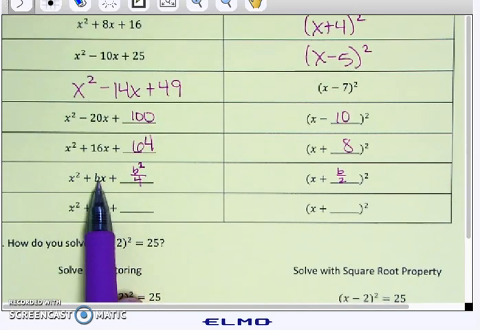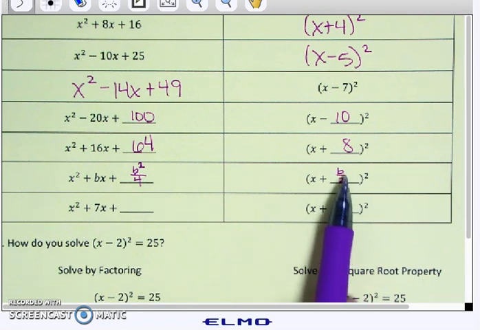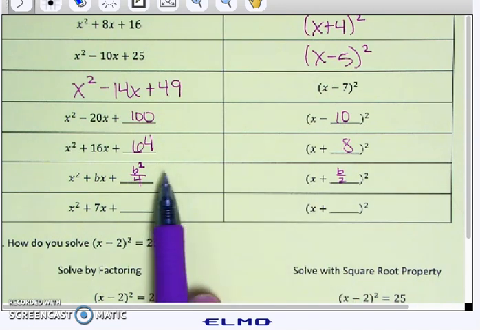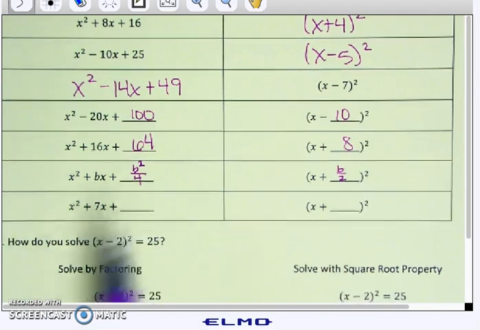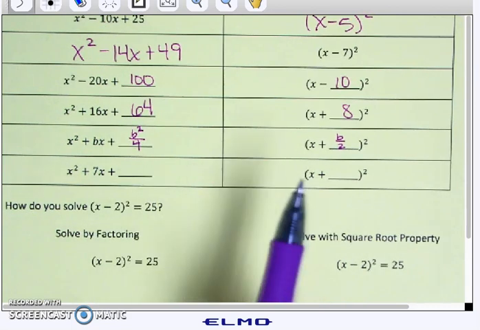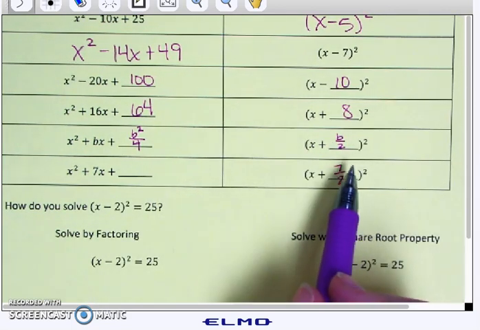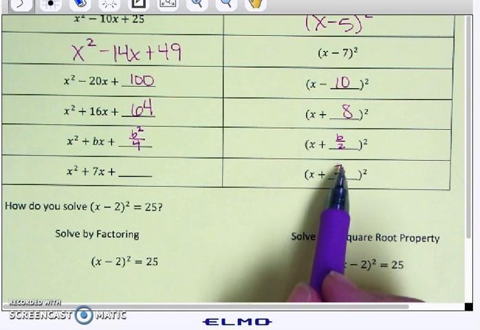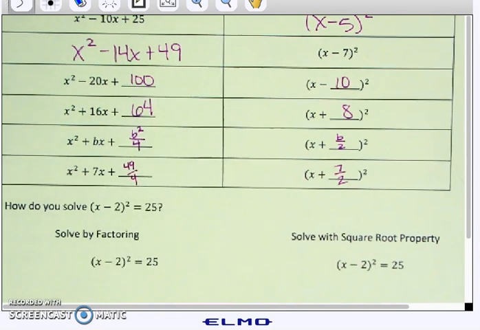I knew that I had to take b and cut it in half, or divide by 2. So this value, no matter what b is, would always be b over 2. And then if I square that, b over 2 times b over 2, I get b squared over 4. So how that relates to this last one, I would take 7 divided by 2, so 7 halves, and then square that, squaring the numerator and denominator, gets 49 fourths.